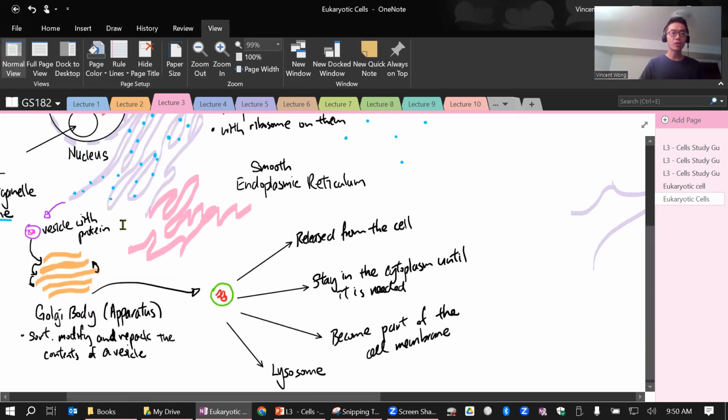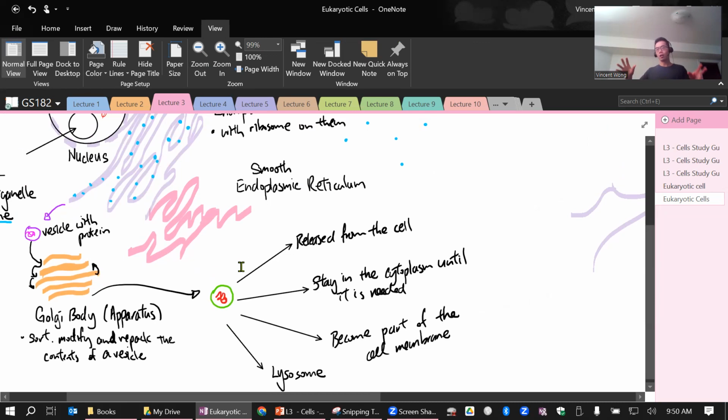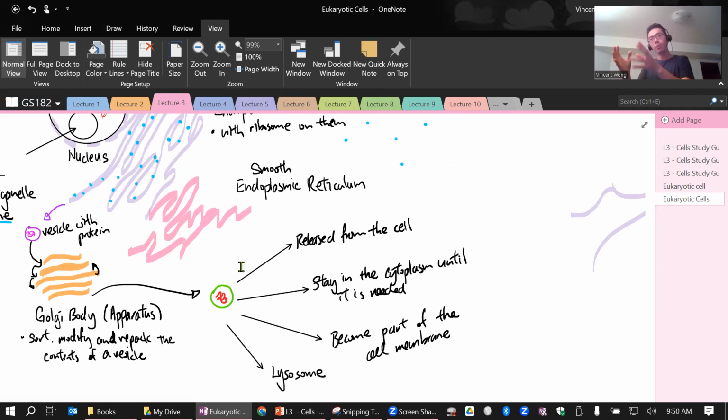So just to quickly recap, the rough ER, which has the ribosomes on it, will work together with the ribosome to make protein and package it into a vesicle, which pinches off from the rough ER. But this is not the final product. It has to be modified, right? So it goes to the Golgi body, it gets passed back and forth a few times. The Golgi body sorts it, modifies it, repackages it, and then you have a new vesicle with the modified content on the inside.